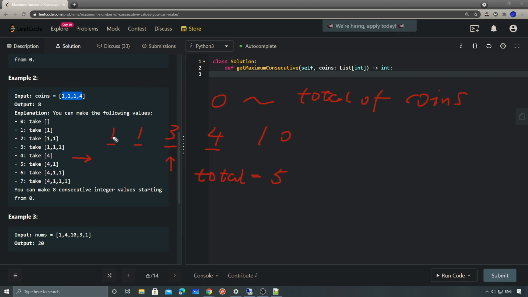Because we are making 1 here, we're making 2 here, and now here we're making 3, right? But with 3 here, and then we have 4. 4 means that it's like 3 plus 1.